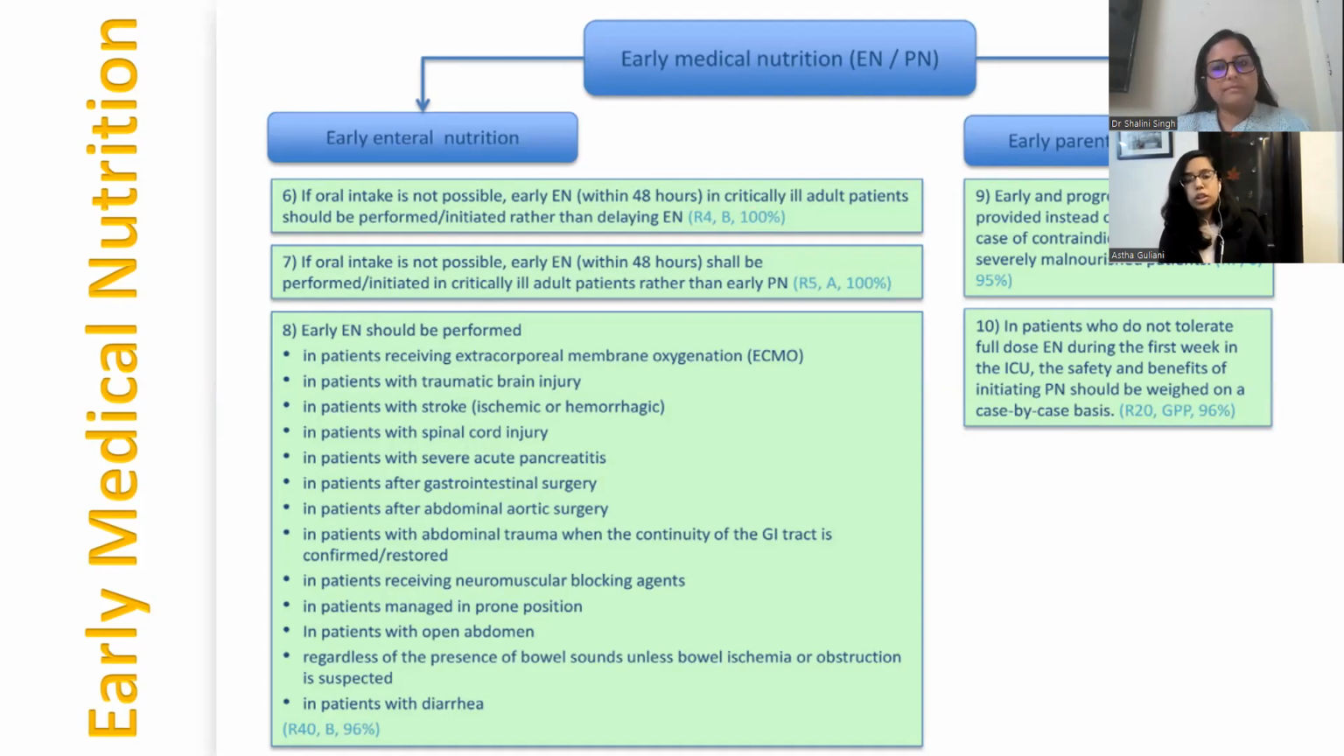Now, early parenteral nutrition. Early parenteral nutrition is given if there are contraindications to enteral nutrition and if the patient is severely malnourished. Because otherwise, we will go for delayed parenteral nutrition. But if the patient is severely malnourished, that is when we will give early parenteral nutrition if enteral nutrition is contraindicated. And in patients who are not able to tolerate full dose of enteral nutrition over a week, that is the case where we initiate parenteral nutrition.